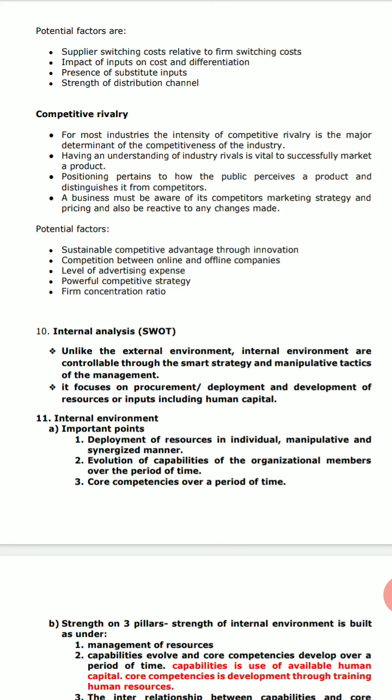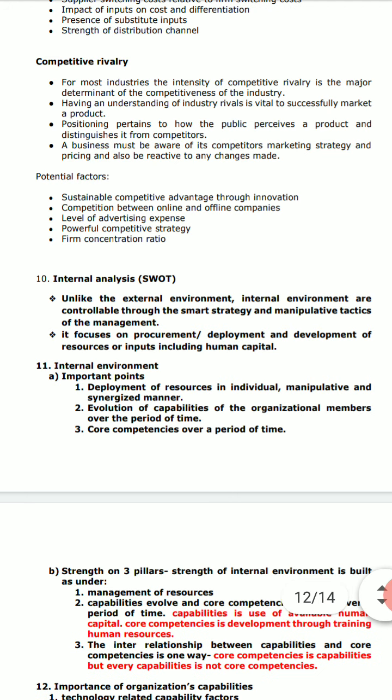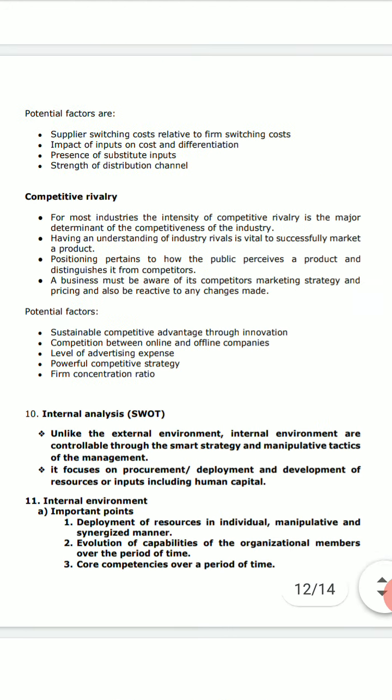So a business must be aware of its competitors, marketing strategy and their pricing also, so that they can make the reactive changes towards it, right? So these are such kind of factors which are considered to be 5.